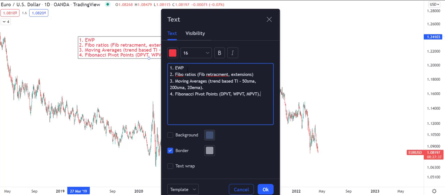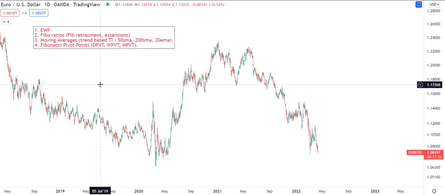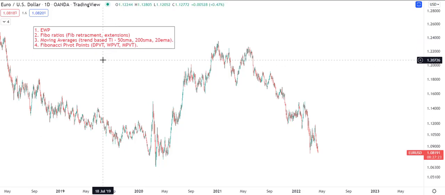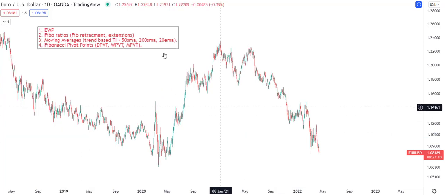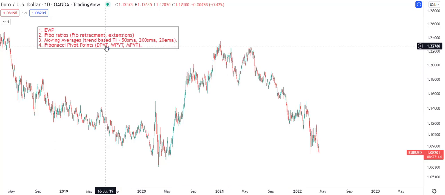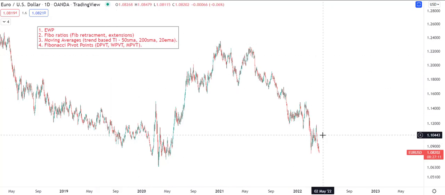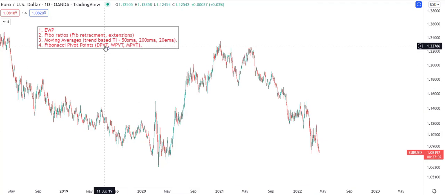In this lesson, we will focus on the fourth point, the Fibonacci pivot points. What are they? How to add them into the chart? How to trade with them? The goal of the pivot points is to identify hidden support and resistance areas in any given chart. They are static support and resistance levels that take into consideration the previous session high price, open and close price.